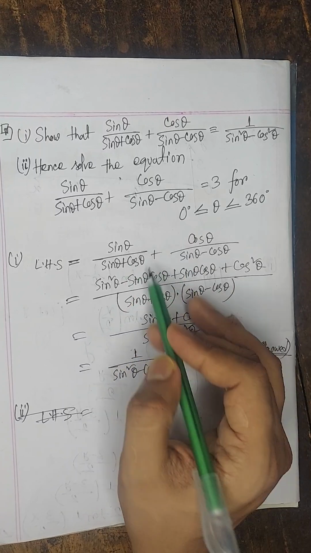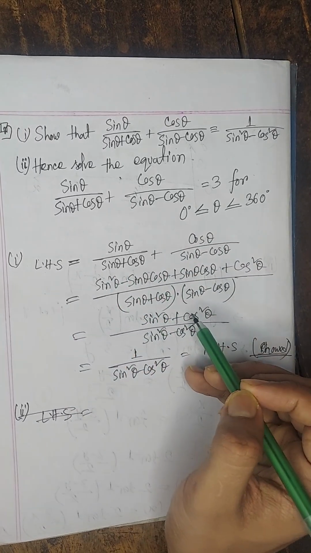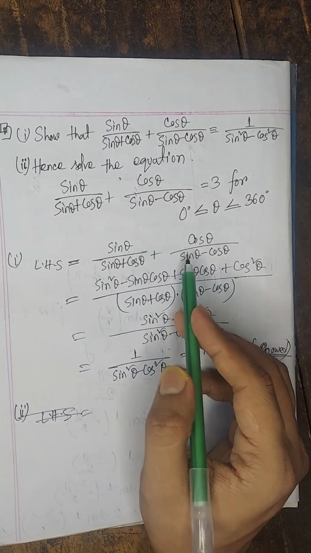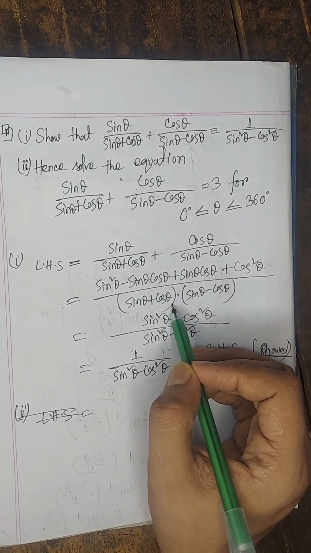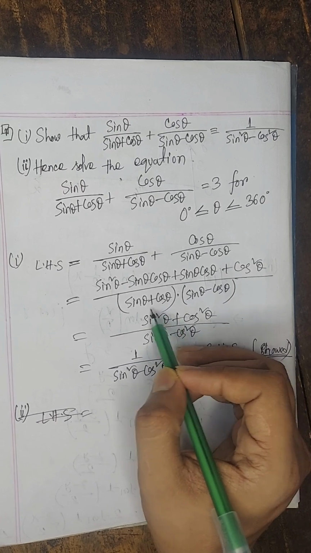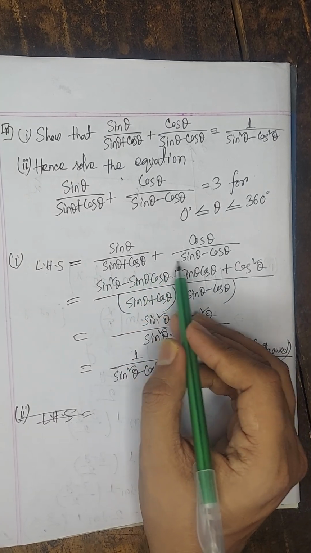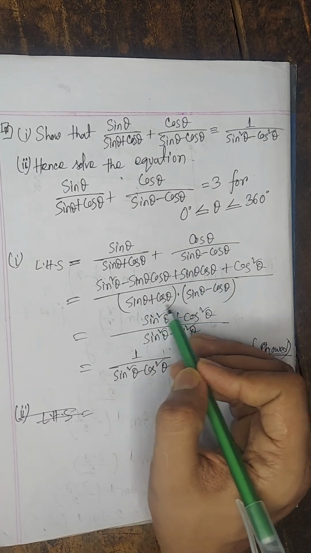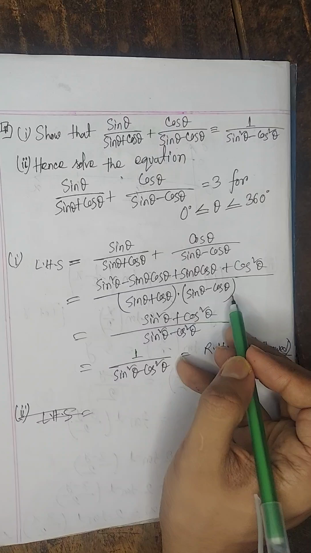The left hand side is this; we are given this left hand side. Then if we add these two expressions, first we have to find the denominator. Our denominator will be, if we take the LCM of these two expressions, the multiplication of sin theta plus cos theta and sin theta minus cos theta.